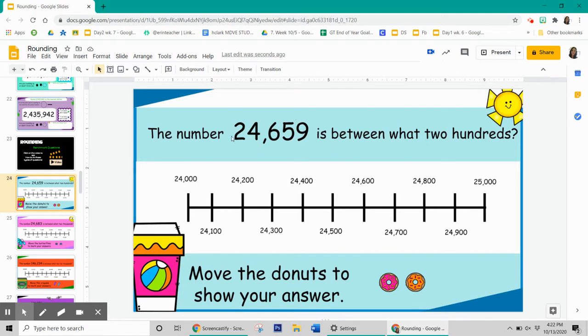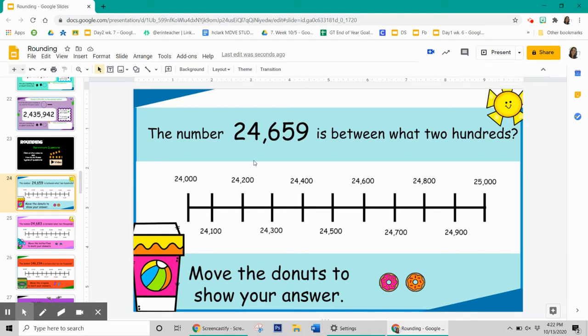If I said let's round 24,659 to the nearest hundred, we're really just asking what two hundreds is it between, and is it closer to 600 on the lower end or is it closer to 700? And that's all we're doing with rounding, just figuring out, are we closer to 600 or 700? And we're going to round it off by turning it into whichever one we were closer to. So that 600 or 700, those are the benchmarks.